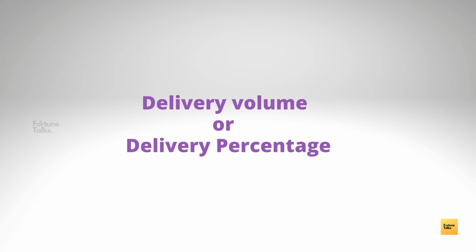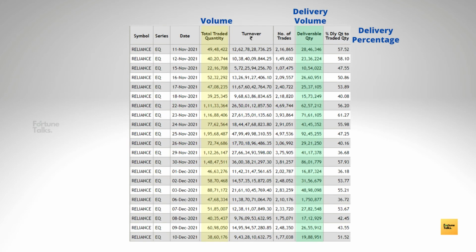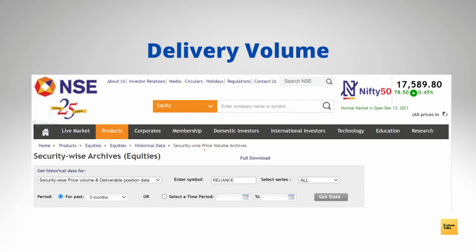And earlier, we needed to go through both these parameters, because the delivery volume would also include the BTST trades, that is, buy today, sell tomorrow trades, which will not give the correct picture. So we also had to keep an eye on the delivery percentage. But now, since the BTST trades are stopped, we can consider any one of them. You will get the delivery volume details on the NSE website. I will put a link to it in the description box.